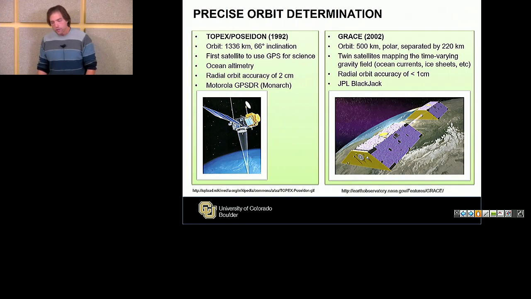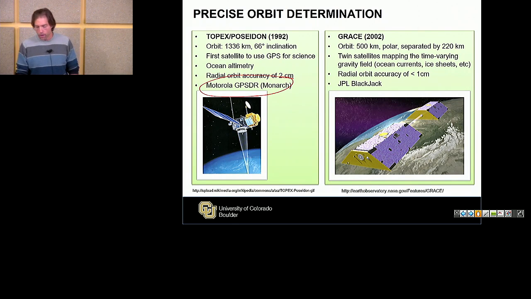Precise orbit determination is a big deal. We do a lot of work with that here at CU. GPS is a key piece. Two missions: Topex Poseidon, one's here, and Grace is a very popular one here. This was using a Motorola Monarch receiver. This is using the JPL Blackjack design.